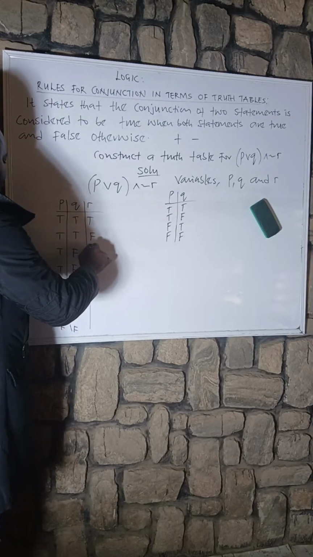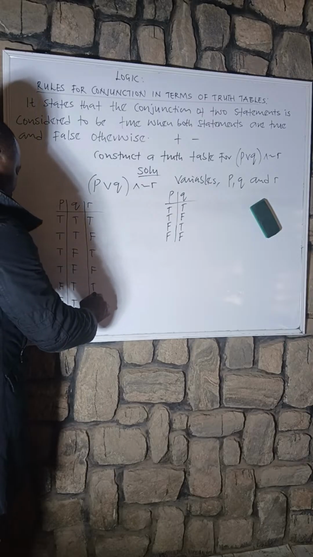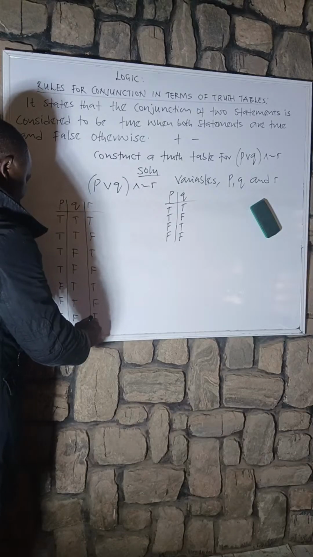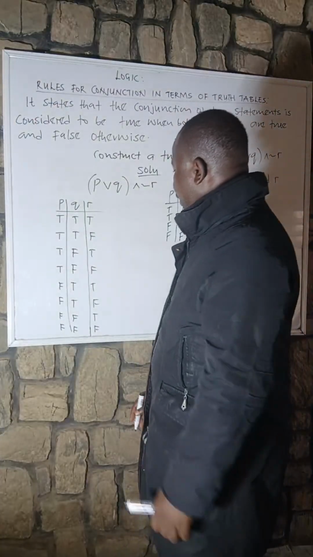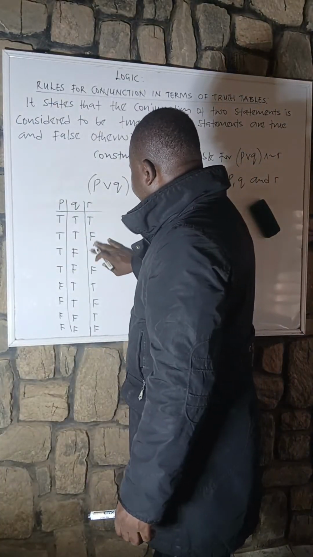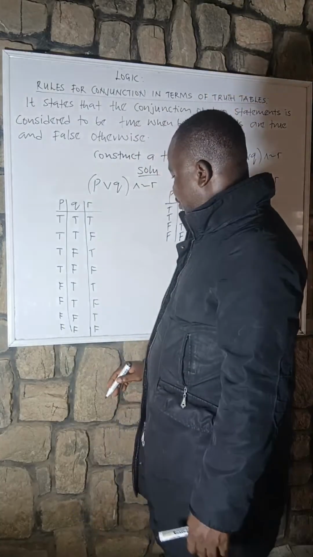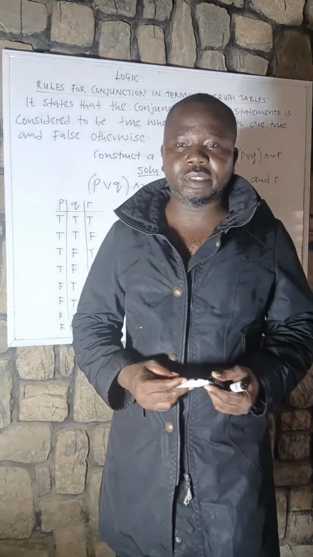TF, TF, TF, TF. We are good to go. This is T. This is F.